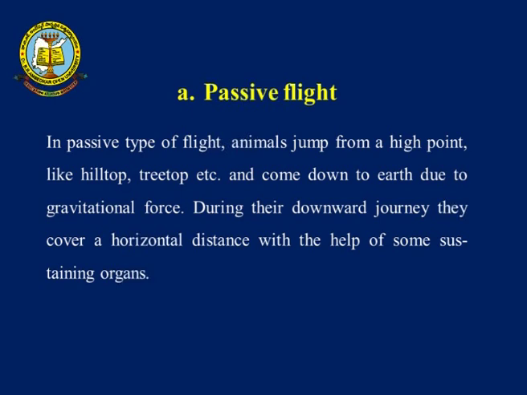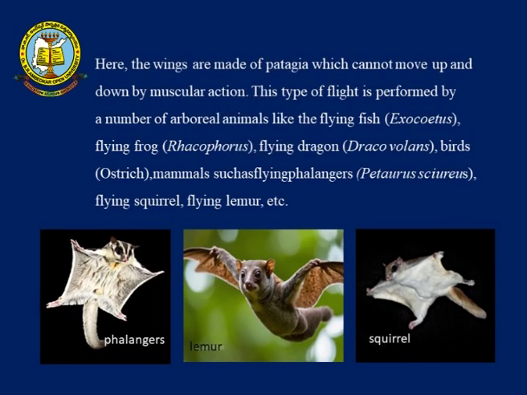During their downward journey, they cover a horizontal distance with the help of some sustaining organs. And what are these organs? The wings are made up of patagia, which cannot move up and down by muscular action like a bird's, but are just straight and horizontal. This type of flight is performed by a number of arboreal animals like the flying fish, flying frog, flying dragon, birds like the ostrich, and mammals such as flying phalangers, flying squirrel, flying lemur, etc.